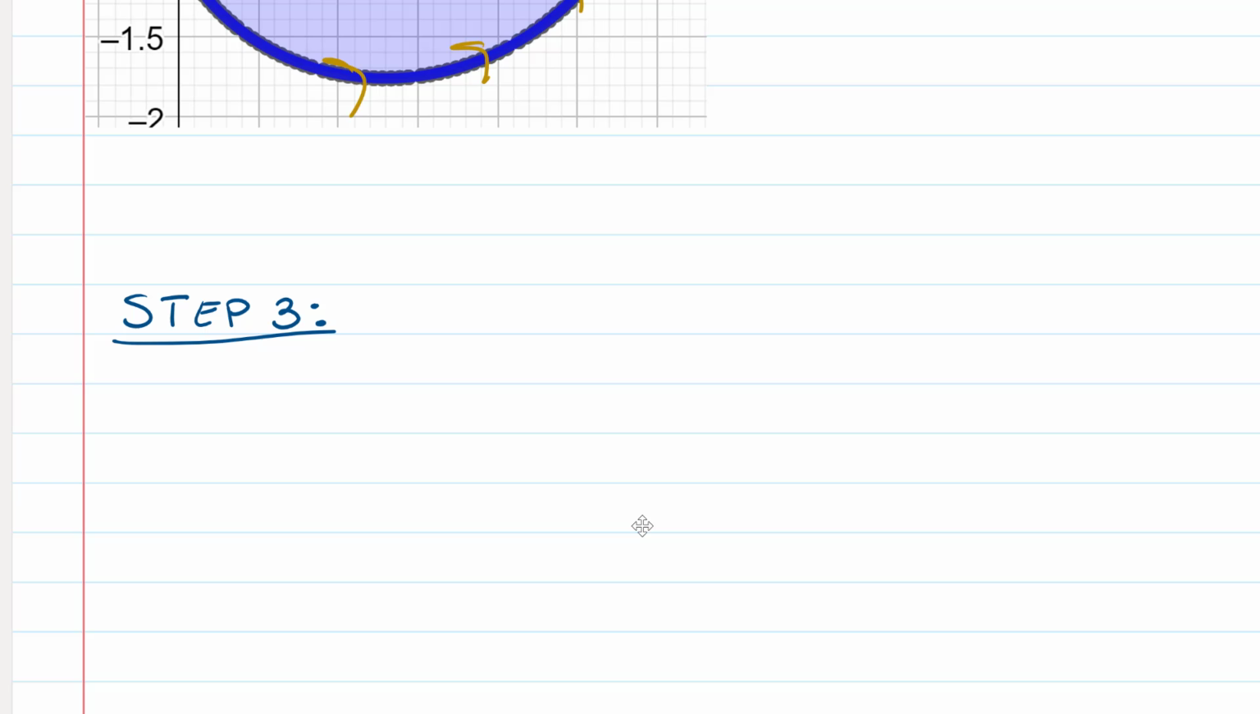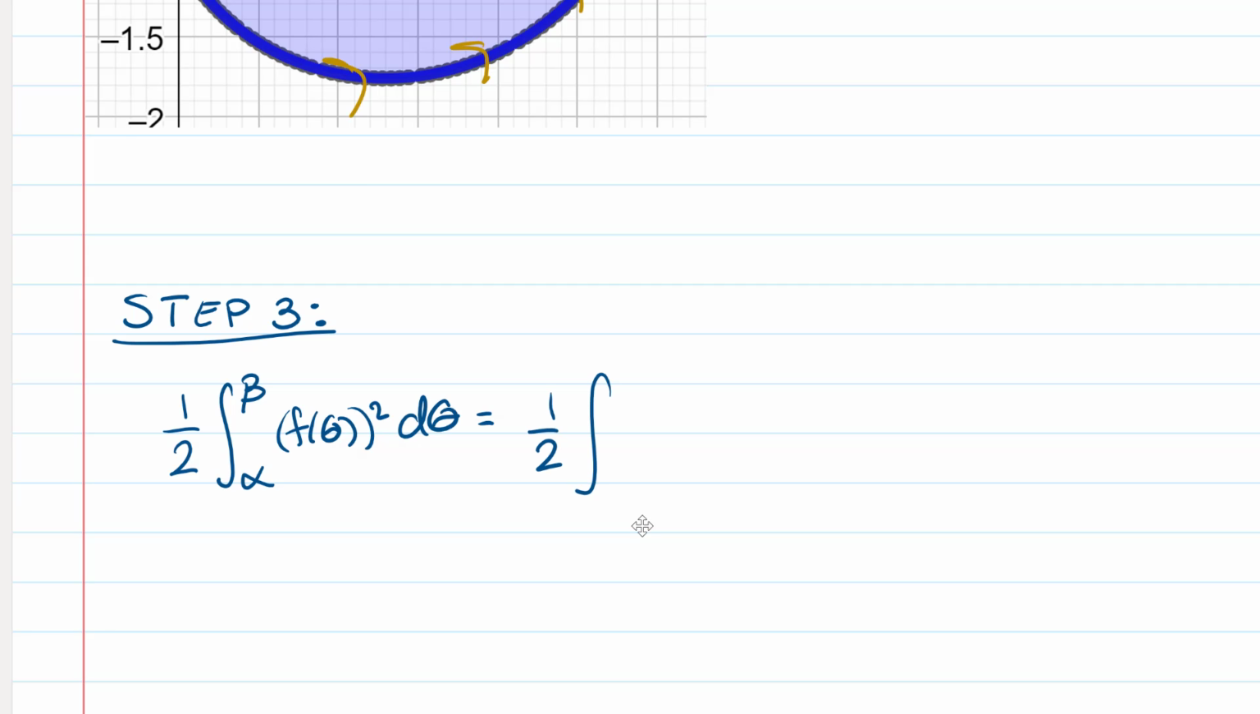So step 3 is to set up the integral. I have 1/2 the integral from alpha to beta of f of theta squared d theta. So it's going to be 1/2. My alpha is going to be 2 pi over 3, and my beta is going to be 4 pi over 3, and my function, which is r, is going to be 2 cosine of theta plus 1, and then I square it. Again, we need to be able to do this kind of thing by hand.